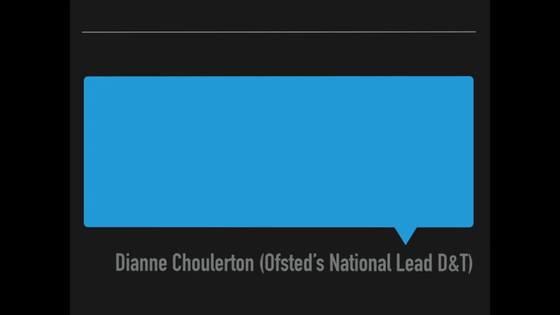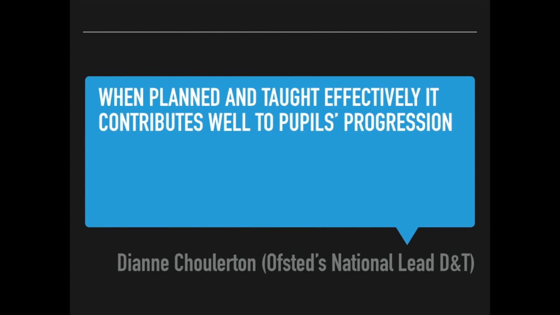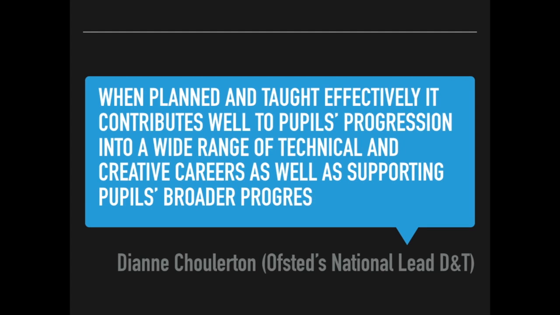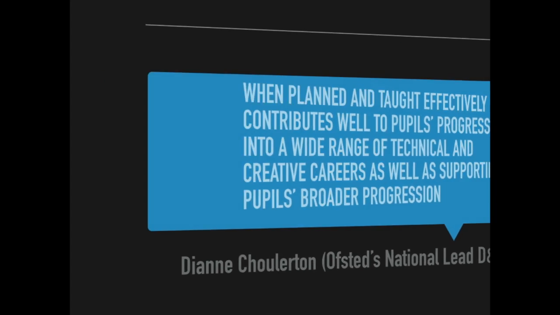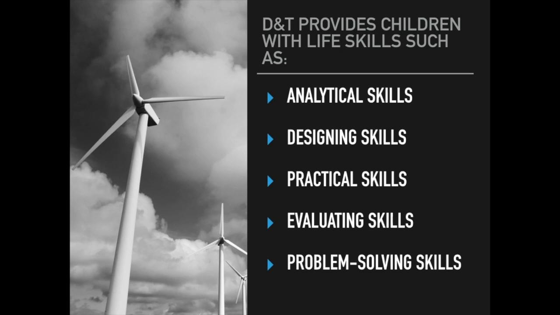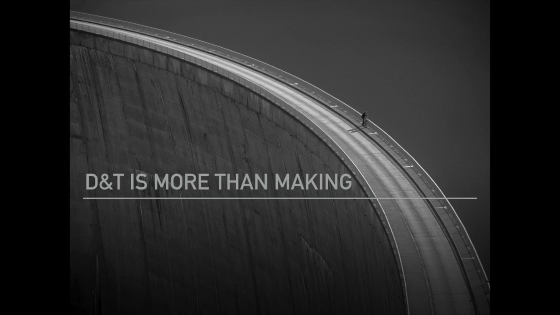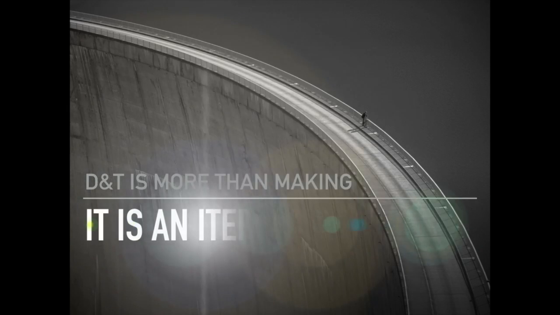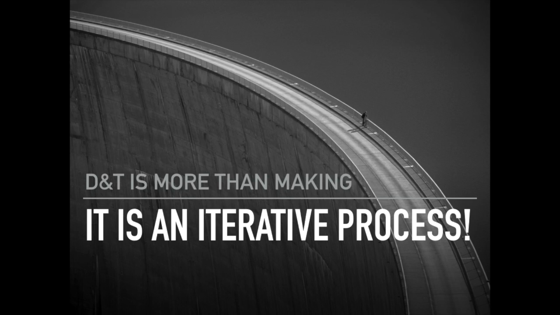Ofsted's D&T lead, Diane Chollerton, said when planned and taught effectively, it contributes well to pupils' progression into a wide range of technical and creative careers, as well as supporting pupils' broader progression. It can provide children with life skills such as analytical skills, designing skills, practical skills, evaluating skills, and problem-solving skills. But it is important to note that D&T is more than making, it is an iterative process. I will now explain this further.